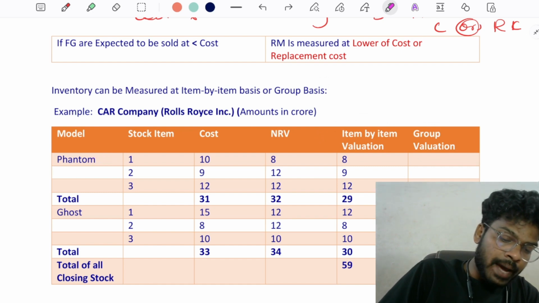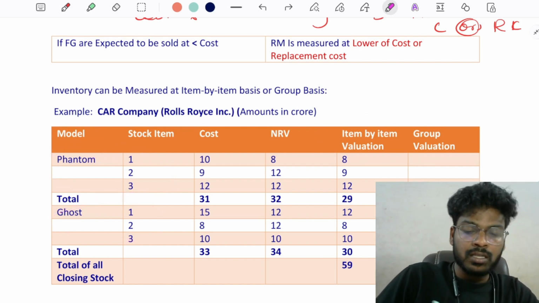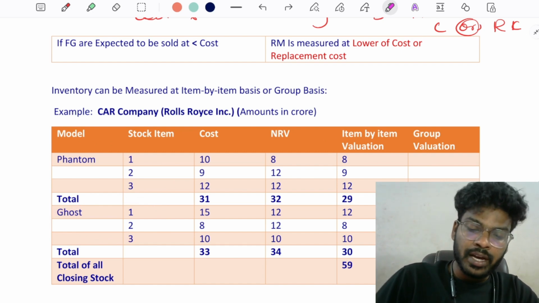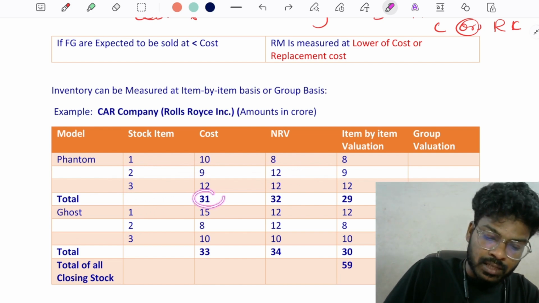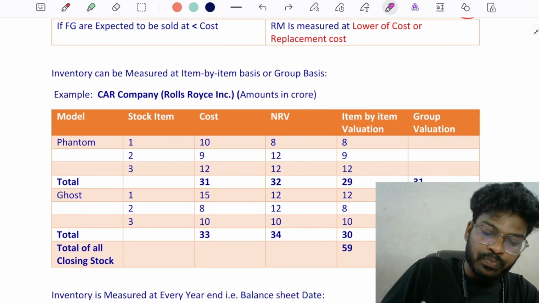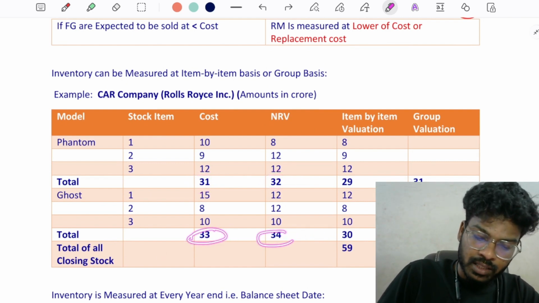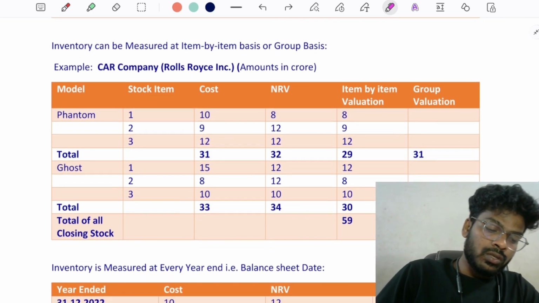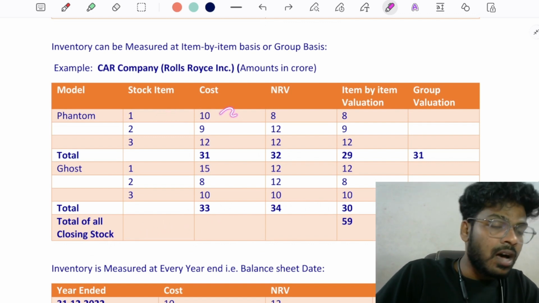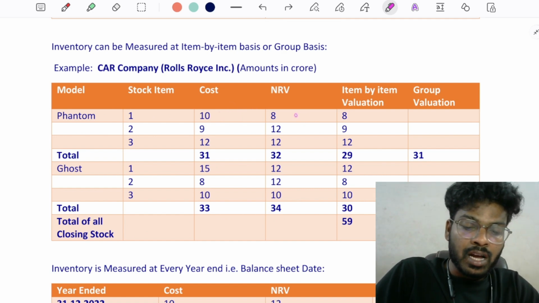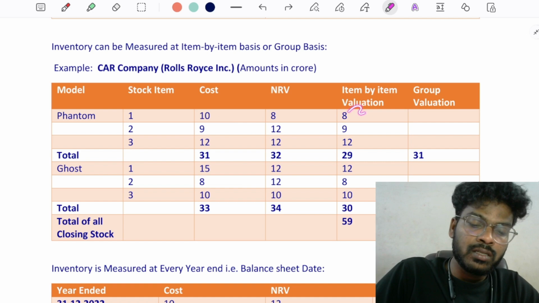Group means Phantom has 3 cars, this is one group. Ghost has 3 cars, this is one group. So it can be valued item by item or group basis. We compare the cost and the NRV. For valuing stock item 1, cost is 10, NRV is 8. In case of item by item basis, the lower value is 8 crore.